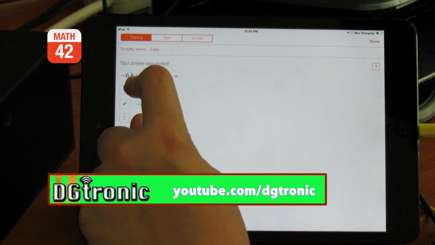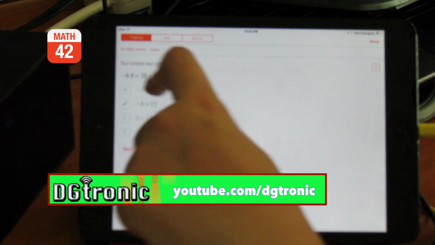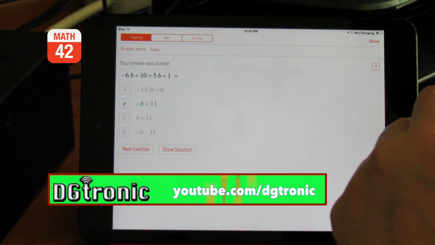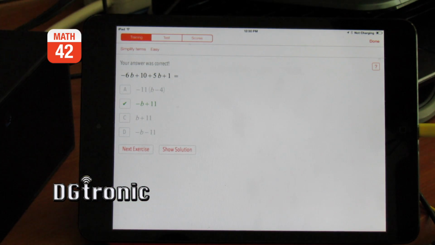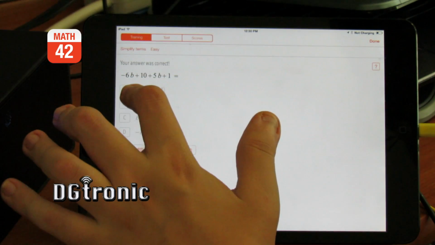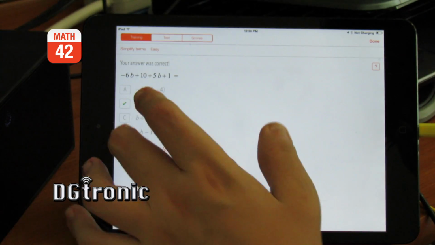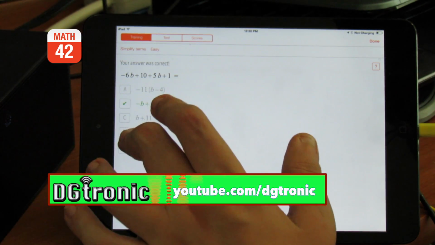So negative 6b plus 10 plus 5b plus 1. Negative 6b plus 5b, that's negative 1b. And then 10 plus 1 is 11. Oh, I have already answered this. I've already done this test.